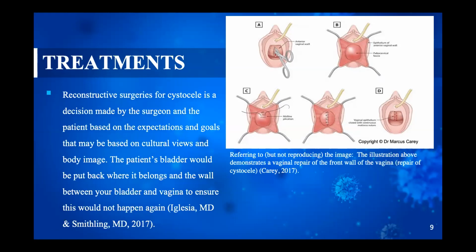So this is the other treatment. It's a reconstructive surgery, where the decision is made by the surgeon and the patient based on the patient's expectations and their goals. This could be based on their cultural views, religion, body image. The bladder will be put back where it belongs, in the wall between the bladder and the vagina. So this would not happen again.